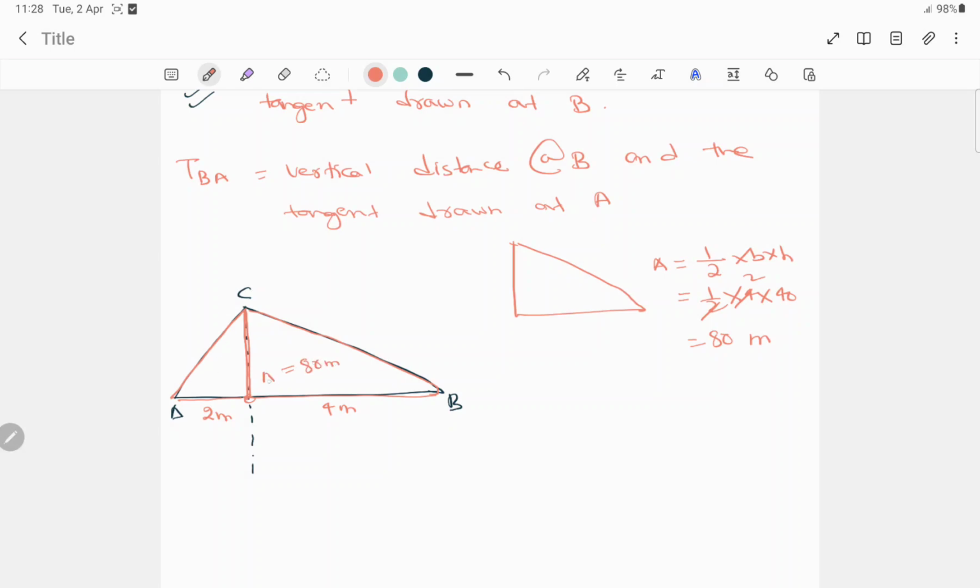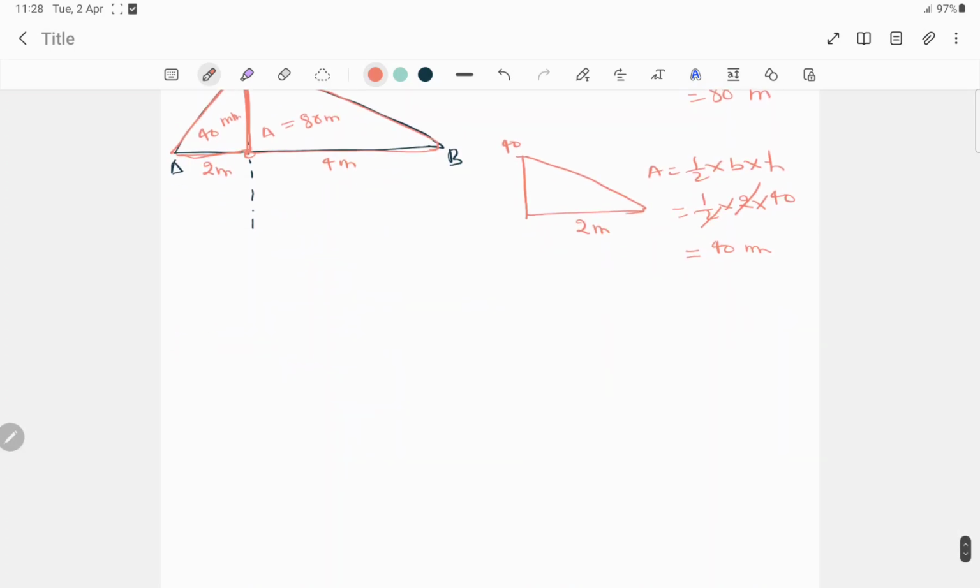Again we have to get the area for this part, right? So now this one was 4 meter, this is 40. Now again the area, this is 2 meter and the height is same, that is 40. So area is equal to half into base into height, is equal to half into base is 2 into height is 40. So this one and this one will get cancelled and we'll get the value around 40 meter. So this area is 40 meter.